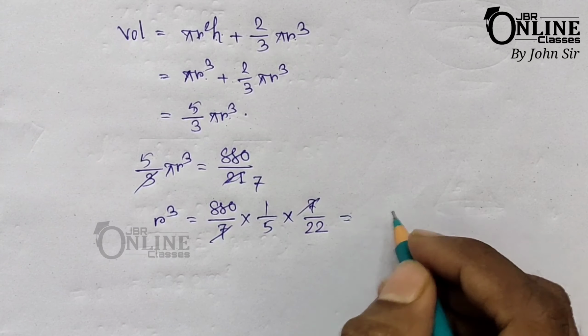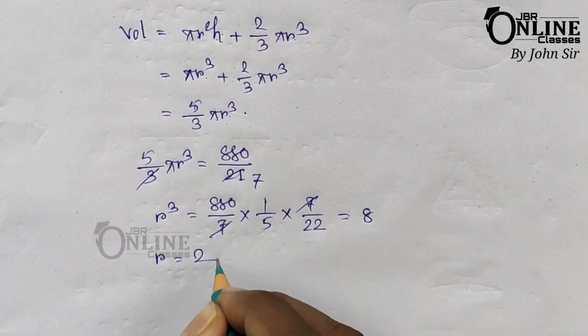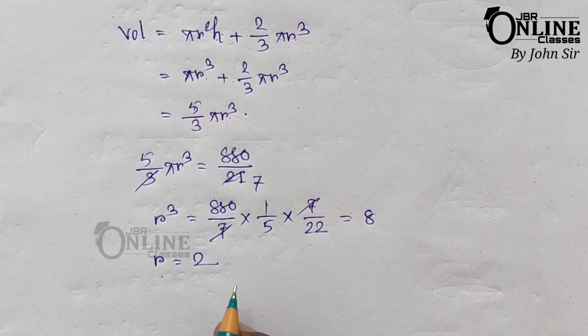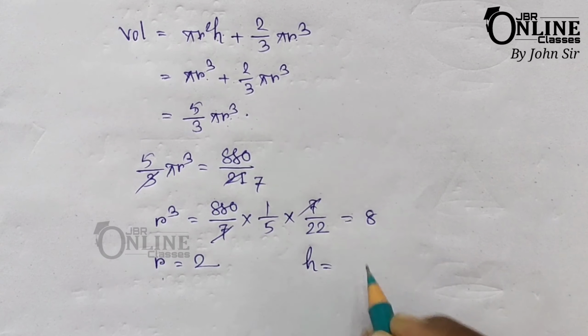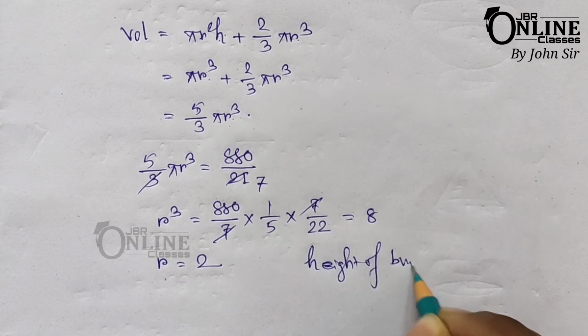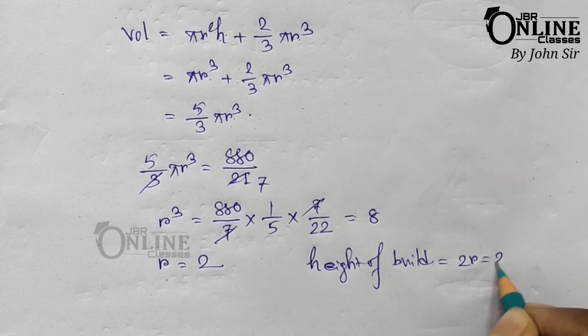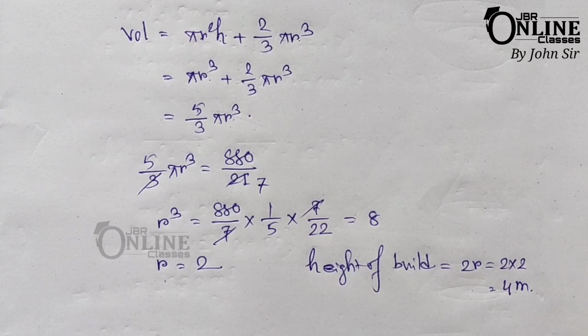So here the value of r cube equal to 8, so r equal to 2. So if radius equal to 2, then the height of the building, which is equal to the diameter of the dome, that means here the height of the building equal to 2r. So 2r means 2 into 2, that equal to 4 meter.